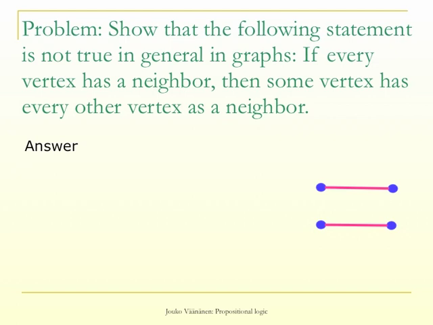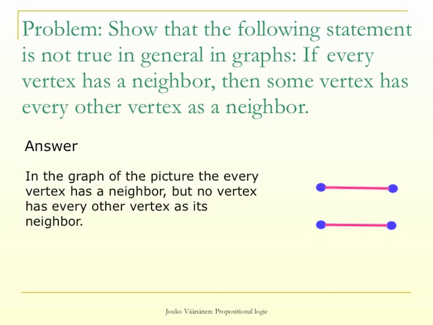Solution. In the graph of the picture, every vertex has a neighbor, but no vertex has every other vertex as its neighbor. So this is the desired counterexample.